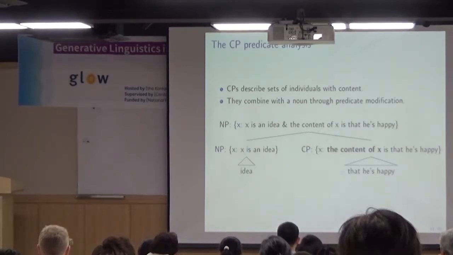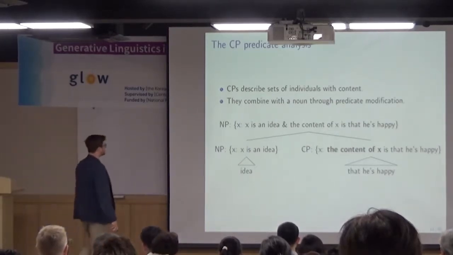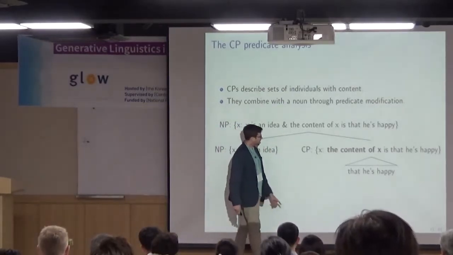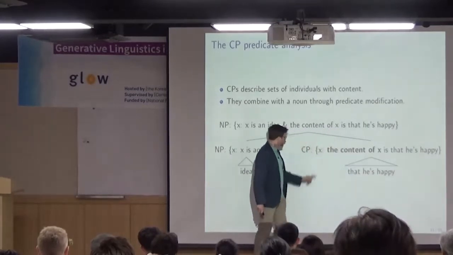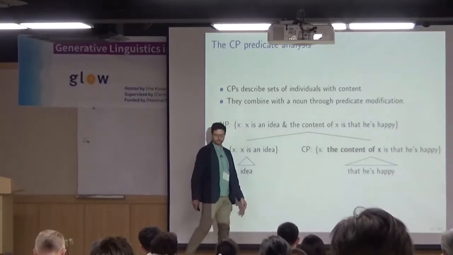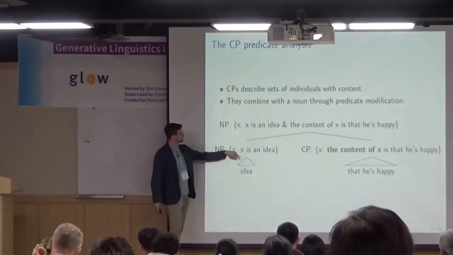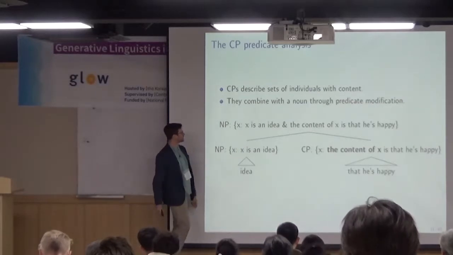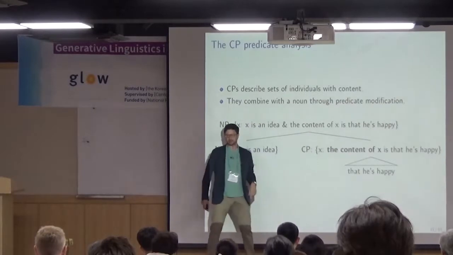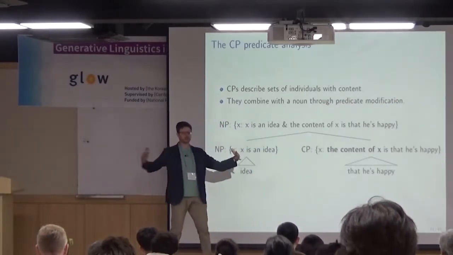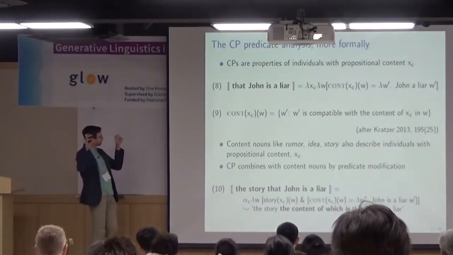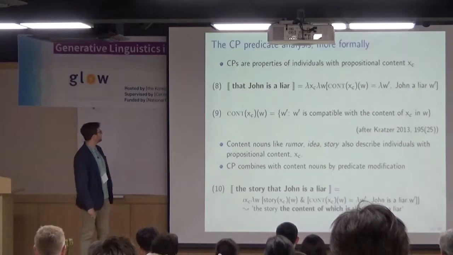Okay, and so the analysis we gave for this is that CPs describe sets of individuals. So here's a very informal idea: that he's happy describes the set of things the content of which is that he's happy. And ideas describes a set of things that are ideas, and the idea that John is happy describes a set of things that are ideas and the content of which is that he's happy. Okay? So they just intersect. Why is that? Oh, here's the more formal version. Or more formal, it's still pretty informal.